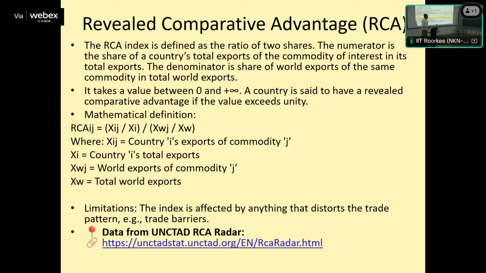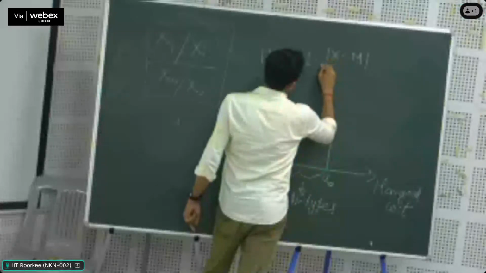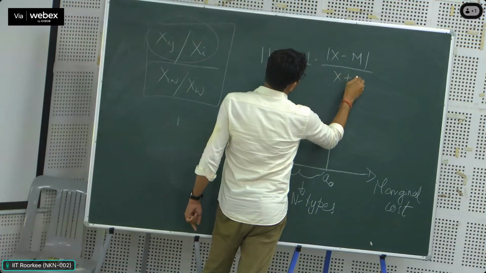intra-industry trade, if you remember, IIT is equal to 1 minus (x minus m) divided by (x plus m).